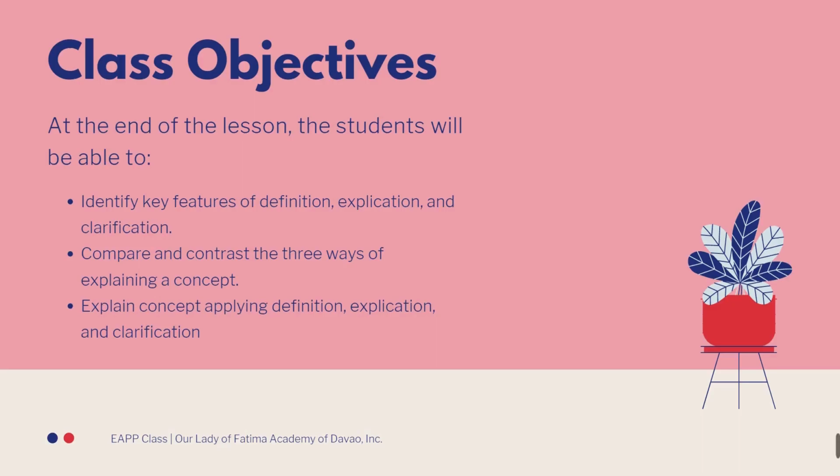And let's start with our class objectives. At the end of the lesson, the students will be able to: first, identify key features of definition, explication, and clarification; second, compare and contrast the three ways of explaining a concept; and third, explain a concept, applying definition, explication, and clarification.